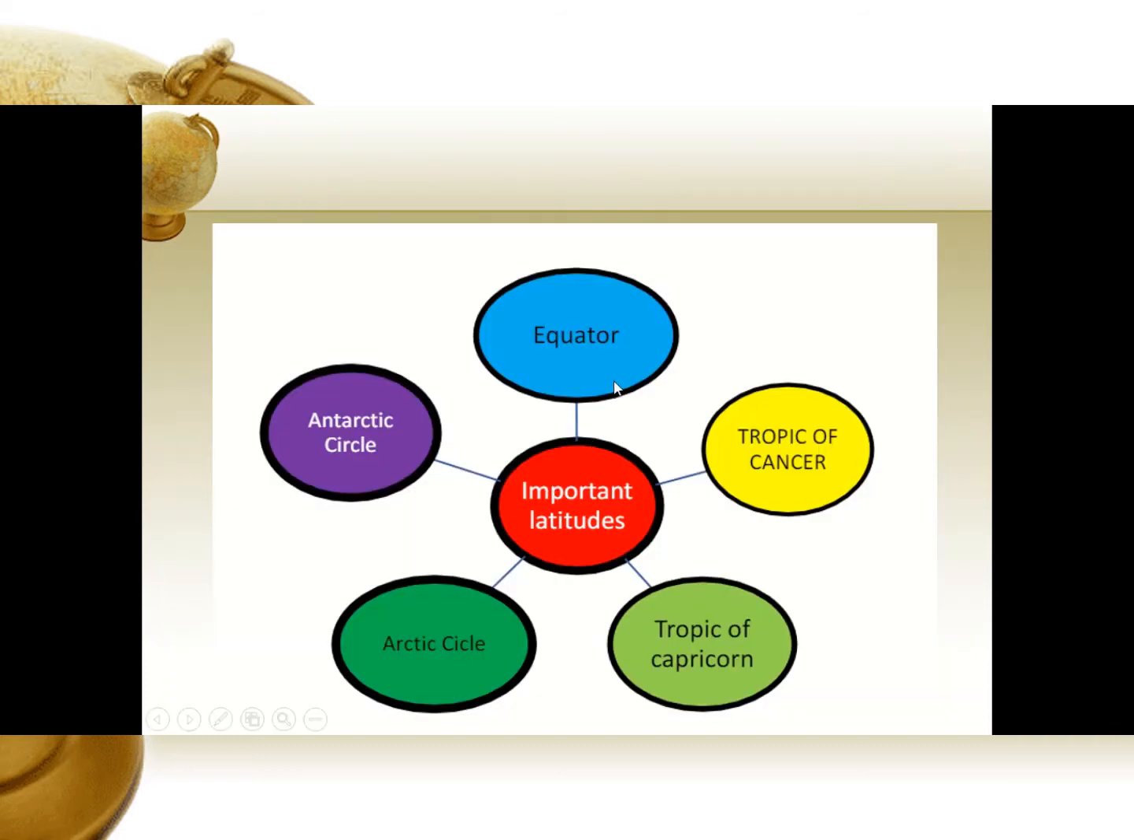Important latitudes are the equator, Tropic of Cancer, Tropic of Capricorn, Arctic Circle, and of course Antarctic Circle.